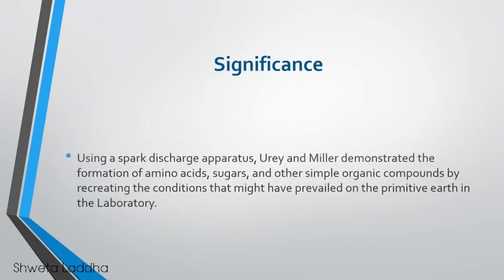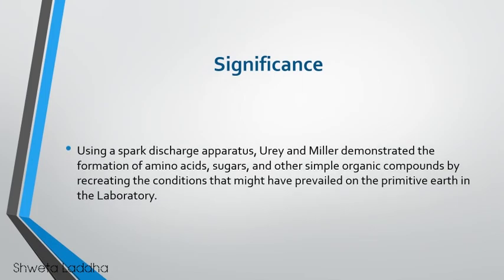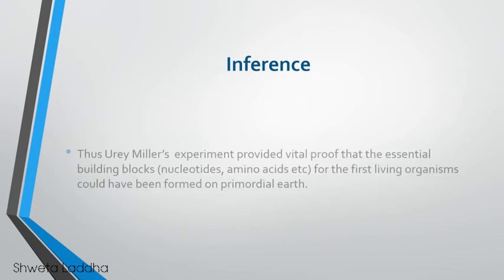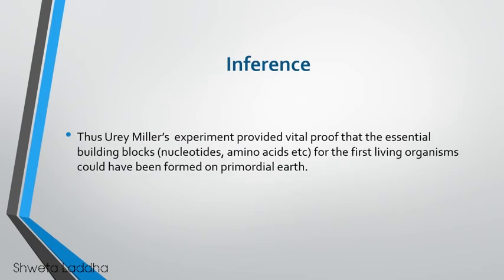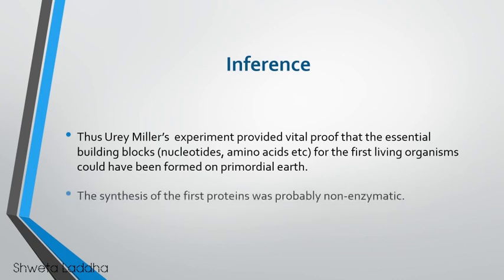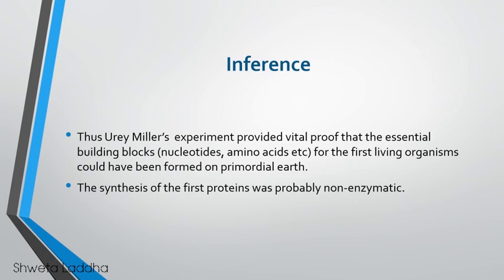What is the significance of this experiment? Using a spark discharge apparatus, Urey and Miller demonstrated the formation of amino acids, sugars, and other simple organic compounds by recreating the conditions that might have prevailed on the primitive Earth in the laboratory. What is the inference? Thus, Urey Miller's experiment provided vital proof that the essential building blocks, the nucleotides, the amino acids for the first living organisms could have been formed on primordial Earth. The synthesis of the first proteins was probably non-enzymatic. So this is Urey and Miller's experiment.